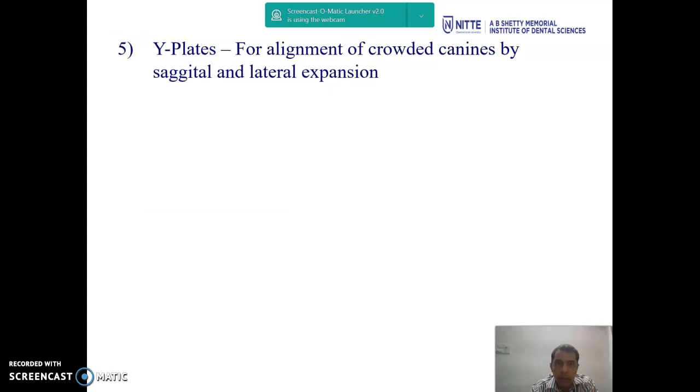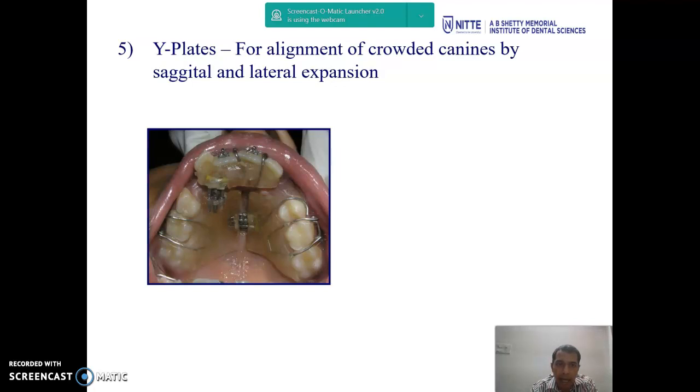Y plates are used for alignment of crowded canines by sagittal and lateral expansion. Now we see the screws placed, one for the anterior movement of the incisors and one for posterior expansion as well. This again requires patient cooperation.